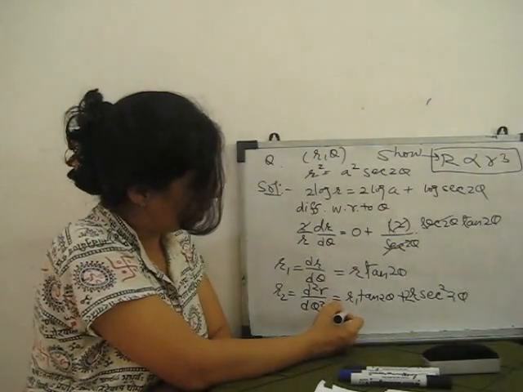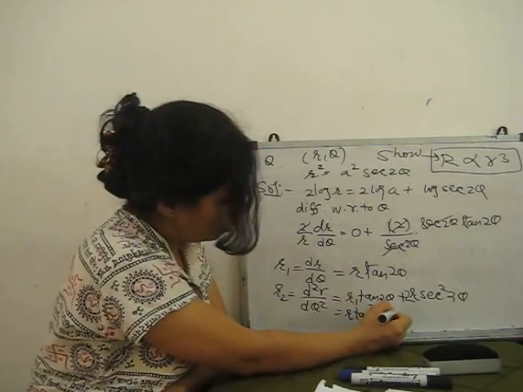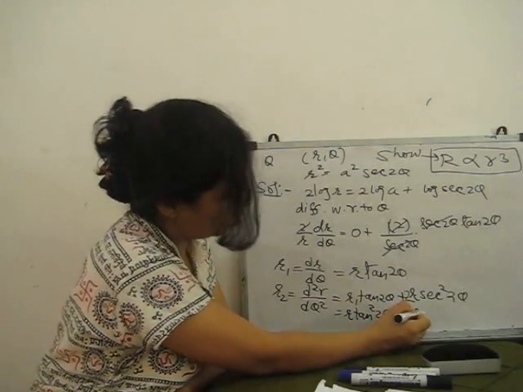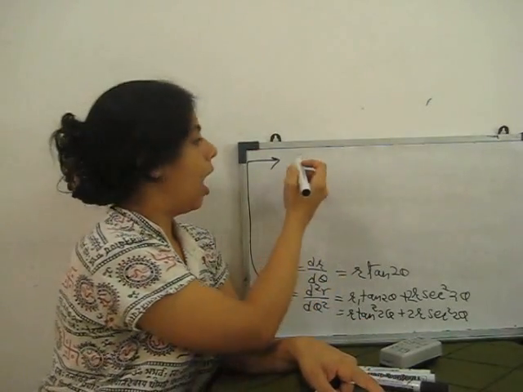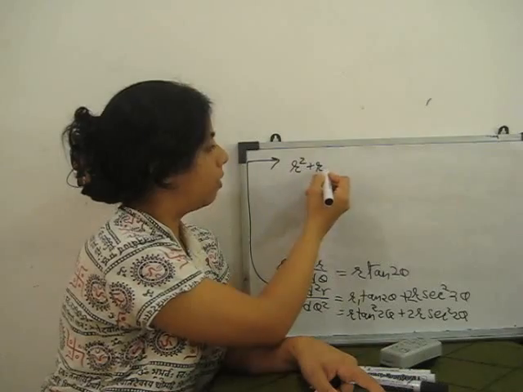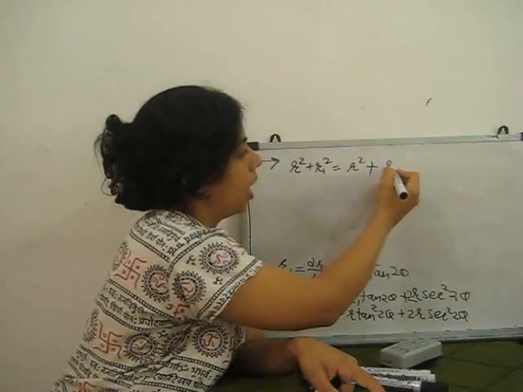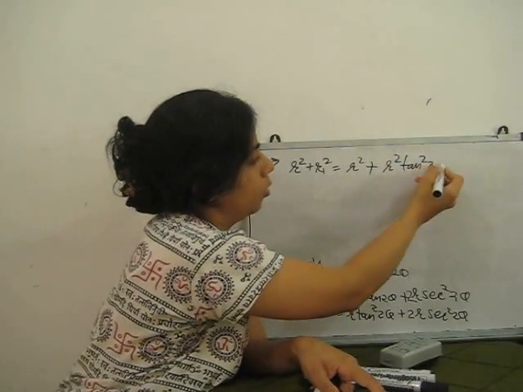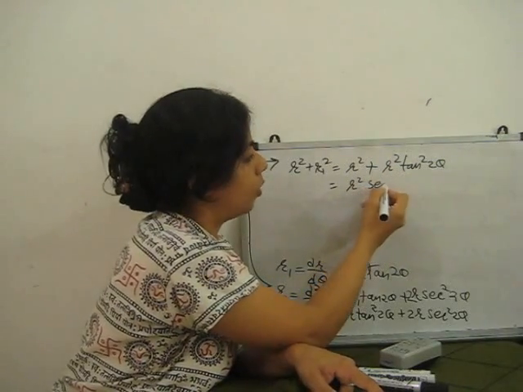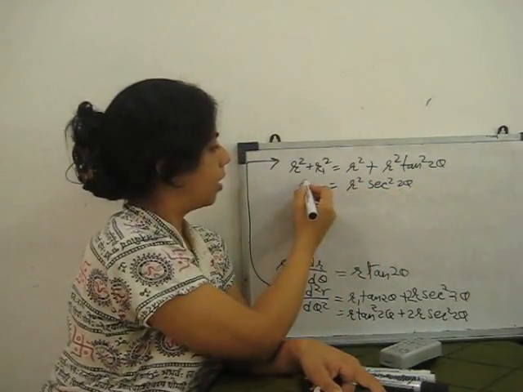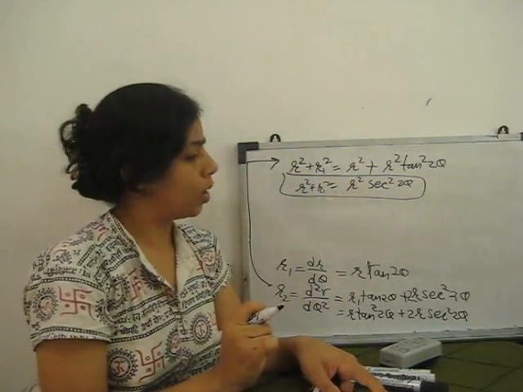Substituting again, r2 is r tan square 2 theta plus 2r sec square 2 theta. Now from here, our formula requires r square plus r1 square. So r square plus r1 square is r square plus r square tan square 2 theta. Taking r square common, 1 plus tan square 2 theta is sec square 2 theta. So r square plus r1 square is given by r square sec square 2 theta.